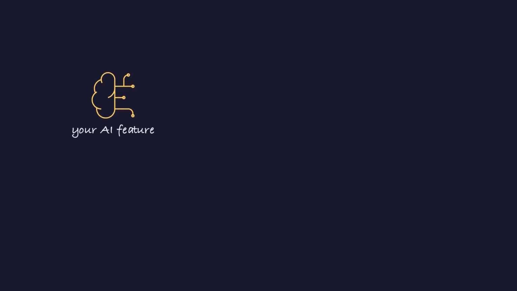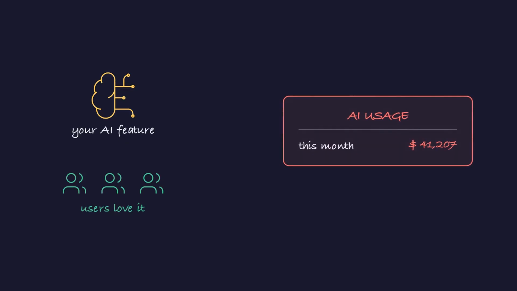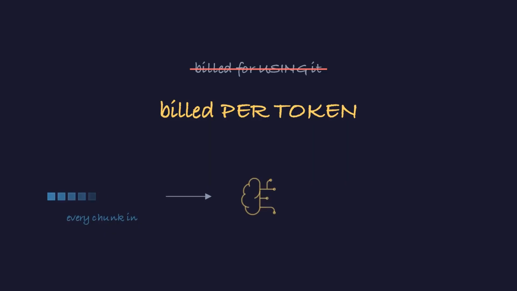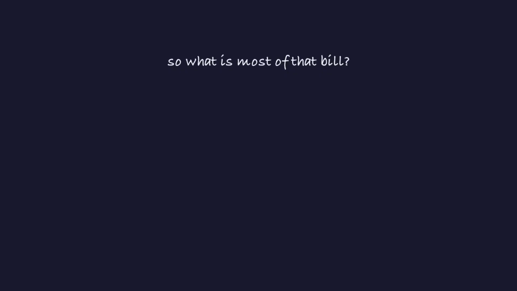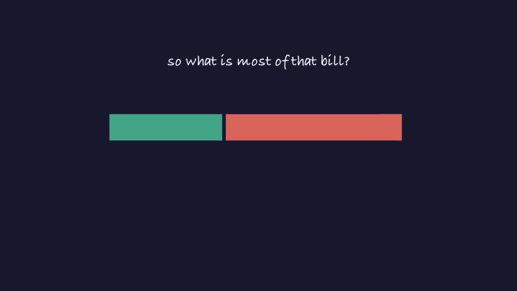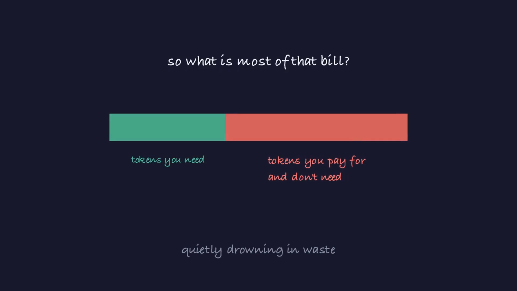You built an AI feature, it works great, users love it, and then the bill arrives, and it is terrifying. Here's the thing almost nobody realizes until it's too late. AI doesn't charge you for using it. It charges you per token, per little chunk of text going in and coming back out. Which means most AI bills are quietly drowning in waste, tokens you are paying for and do not need.